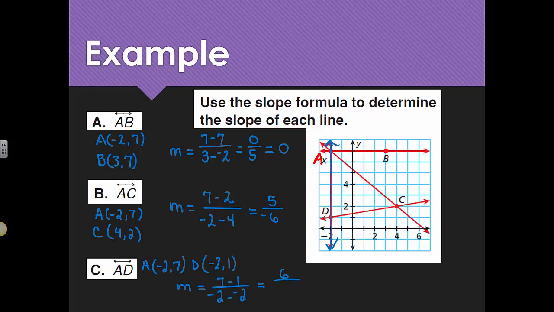That gives me 6 on top. That gives me 0 on bottom. And this is not possible. You can't divide by 0. If you try to do it on a calculator, you're going to end up with an error message. And then we say, if that's the case, where 0 is in the bottom, that the slope is undefined.